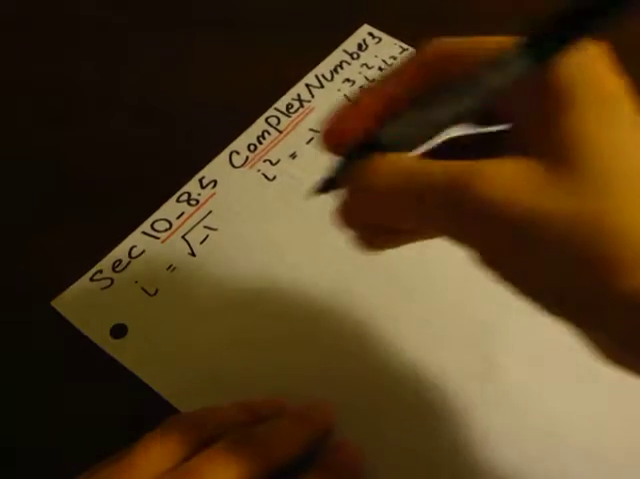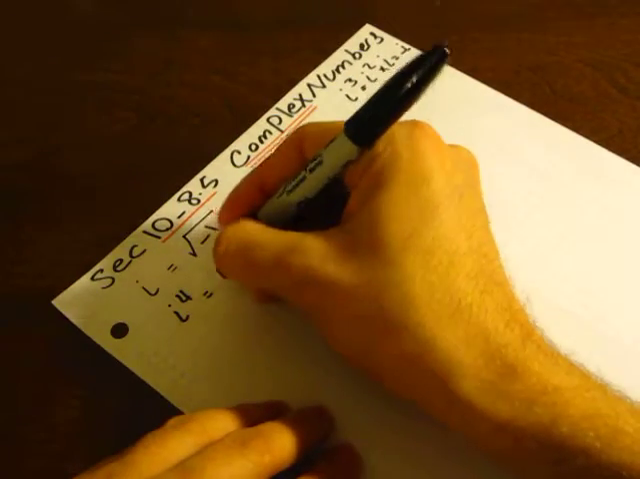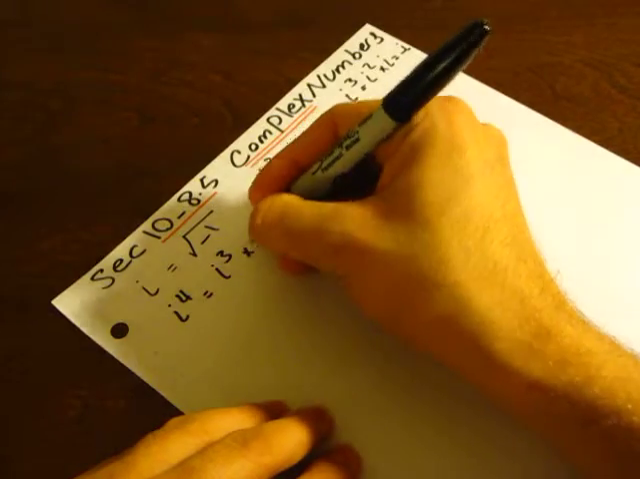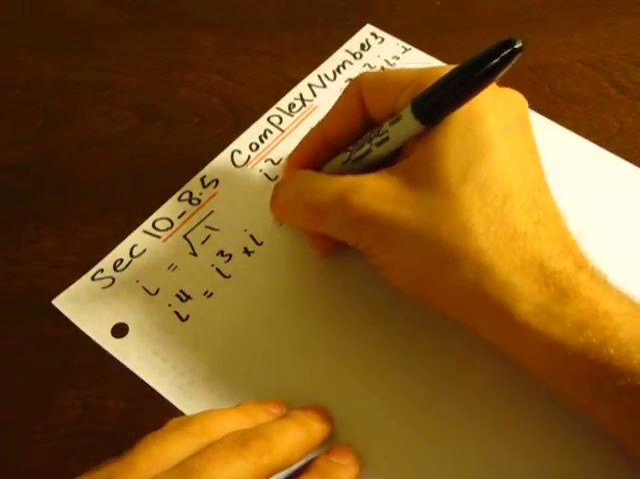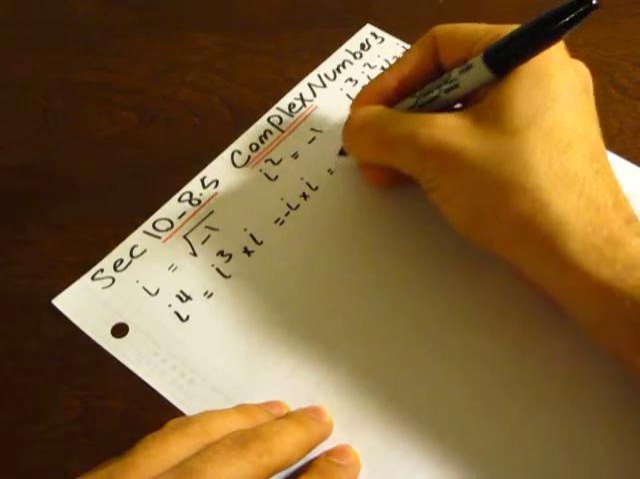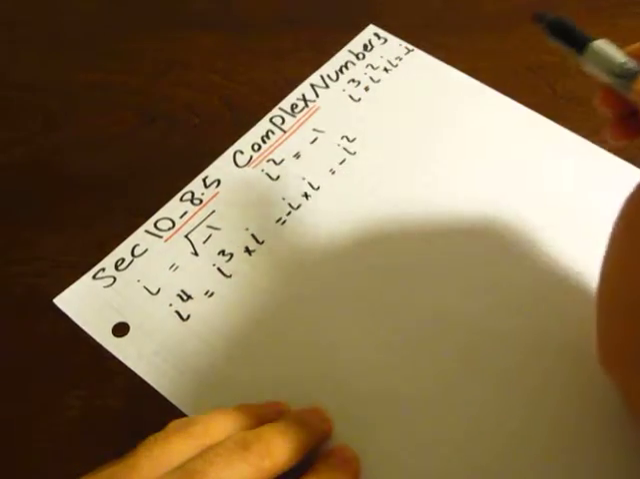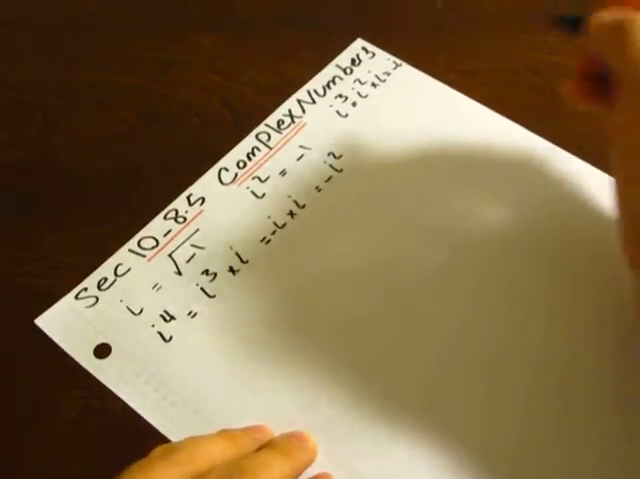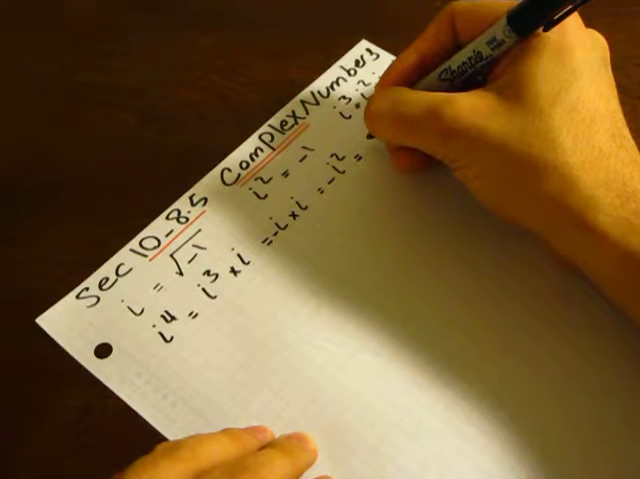So let's do one more time. i to the power of 4, which is i to the power of 3 times i. We know i to the power of 3 is -i, so this equals -i multiplied by i, which is -i squared. As you see, i squared equals -1, so -i squared is equal to +1.